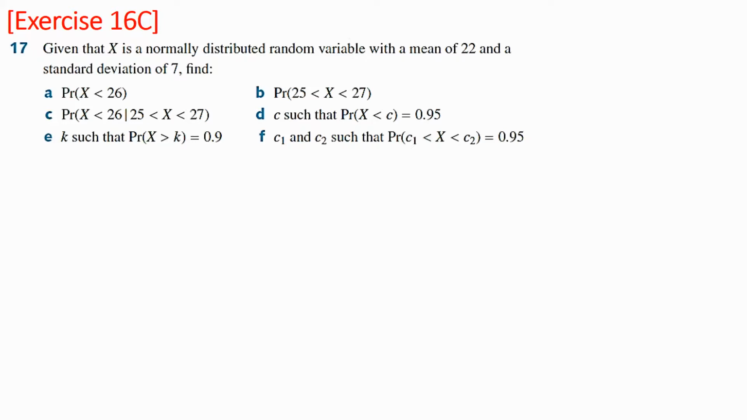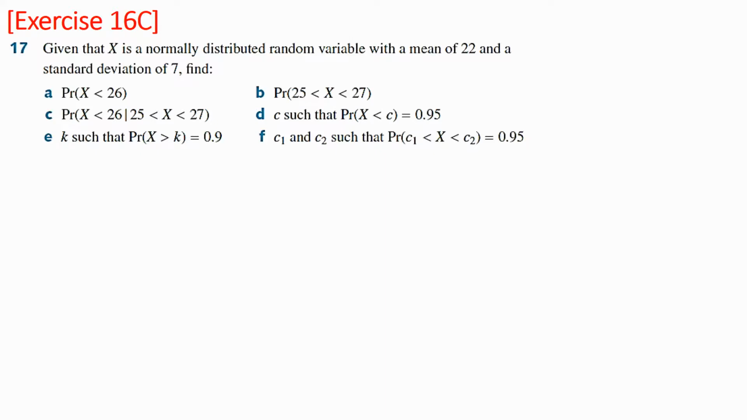Let's try it. Given that X, so now it's not a standard normal. In your exams, it's going to be the same thing. They either say standard normal or they say normally distributed. There's a difference between the two. So let's read this question. Given that X is a normally distributed random variable with a mean of 22, so now you don't have a mean of 0 anymore, and a standard deviation of 7, it's no longer 1. Find the probability of X less than 26.